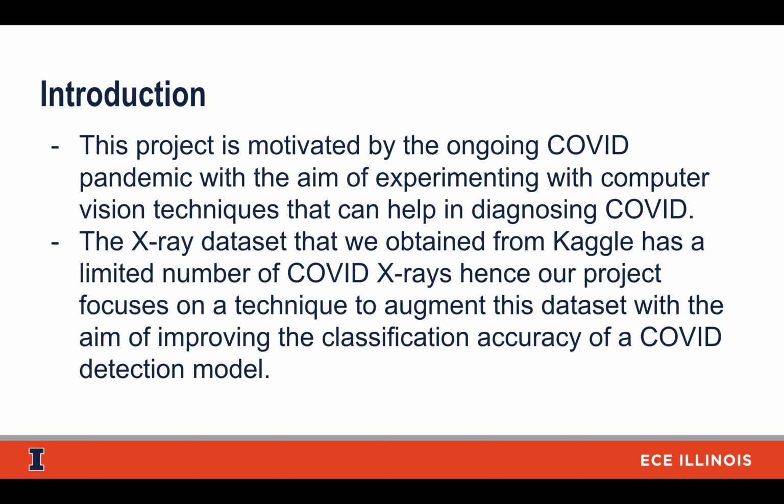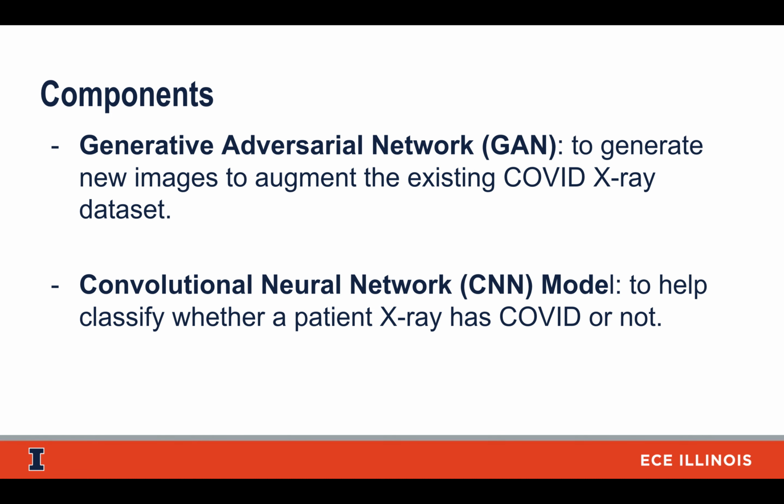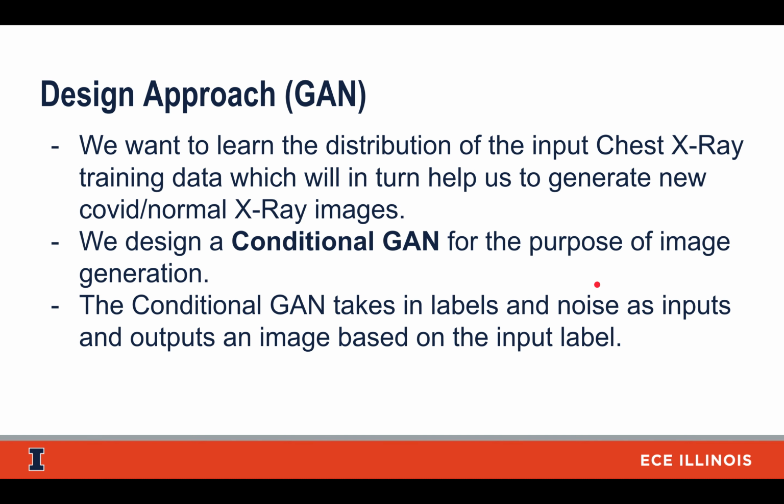The X-ray dataset that we obtained from Kaggle has a limited number of COVID X-rays. Hence, our project focuses on a technique to augment this dataset with the aim of improving the classification accuracy of a COVID detection model. So our project has two components. The GAN, which is used to generate new images to augment the existing COVID X-ray dataset, and the CNN, which is used to help classify whether a patient X-ray has COVID or not.